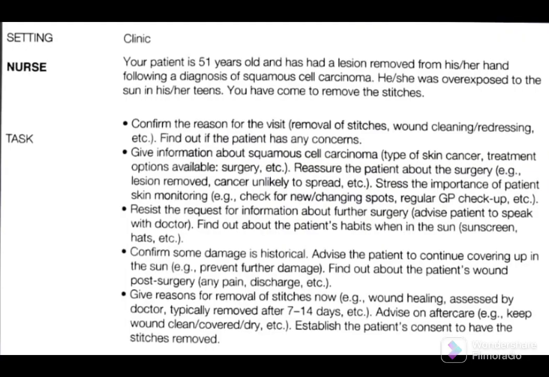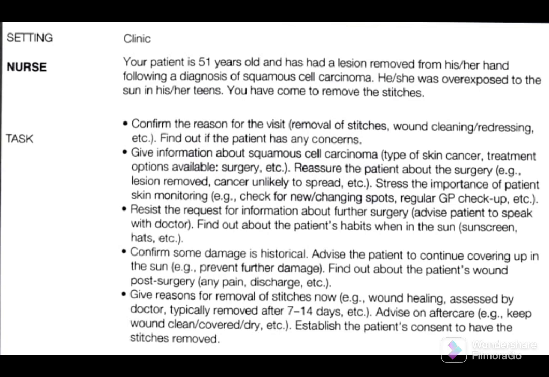You can see that this is a clinic and your patient is 51 years old and has had a lesion removed from his or her hand following a diagnosis of squamous cell carcinoma, and he or she was overexposed to the sun in his or her teens. You have come to remove the stitches. So in this one, the first task is to confirm the reason for the visit, removal of stitches, wound dressing and cleaning, and find out if the patient has any other concern.